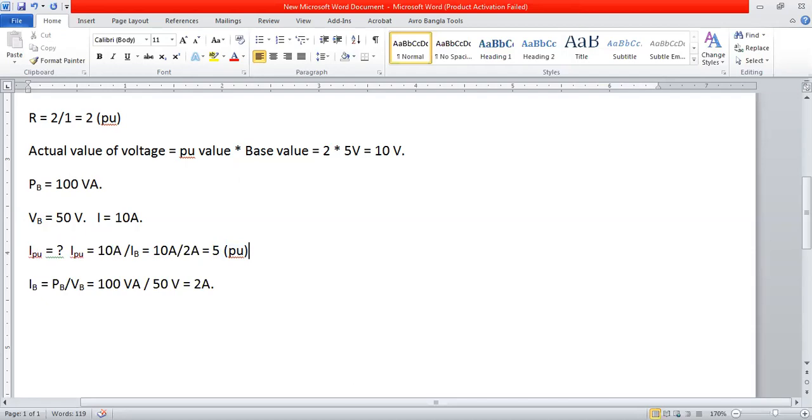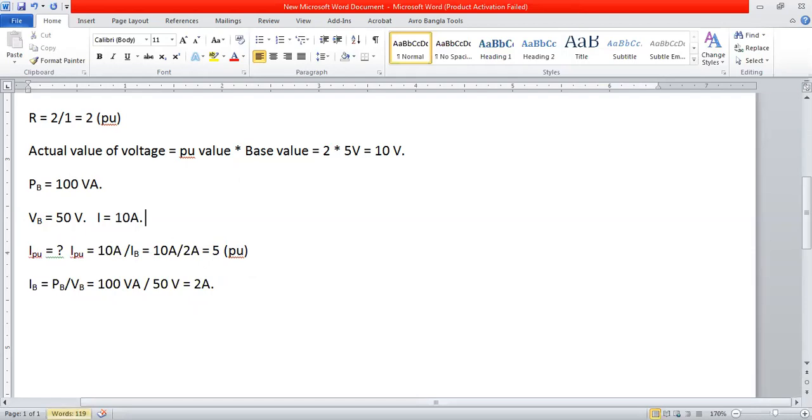Now if we want to convert this per unit value to real unit value, this is very simple. We have to multiply the per unit value by the base value. So the base value of current is 2 ampere. If we multiply this 5 into 2, we will get 10 ampere. This is the real unit value.